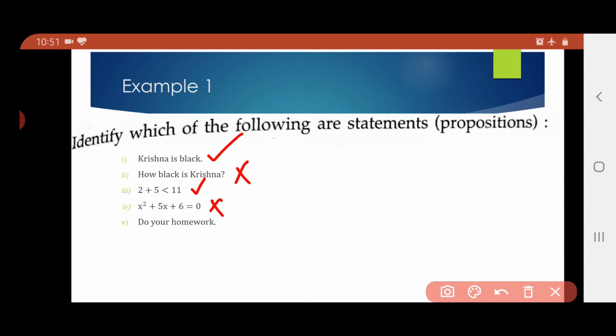Then do your homework. Do your homework. You are ordering someone or you are requesting someone. So this kind of imperative statement where you are ordering, requesting, instructing, they can't be a proposition. Why? Because they don't have an answer yes or no. So therefore this is not a proposition. Fine. We are done with our first example. Now let us move to the second one.